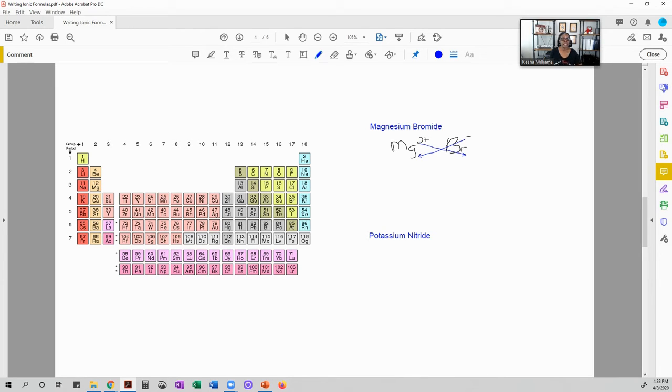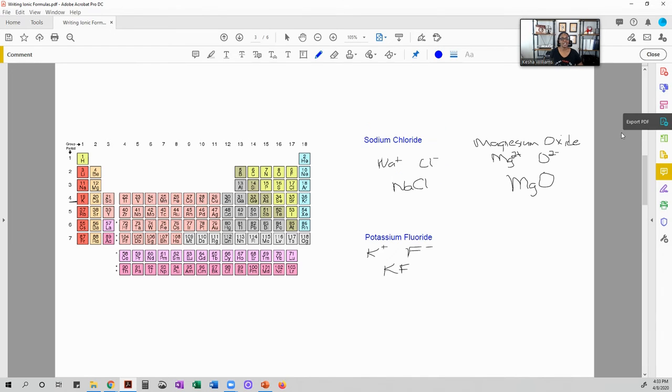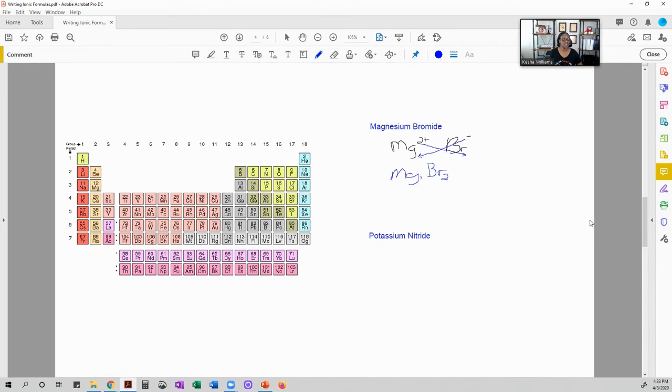So when we write this, we would literally write this with the subscripts from our swap. Magnesium will have a subscript of 1, and bromine will have a subscript of 2. Now, if you notice in our previous examples, none of the ones that had a 1 had the subscript written. It's understood. So the proper way to write this would be magnesium, bromide 2.